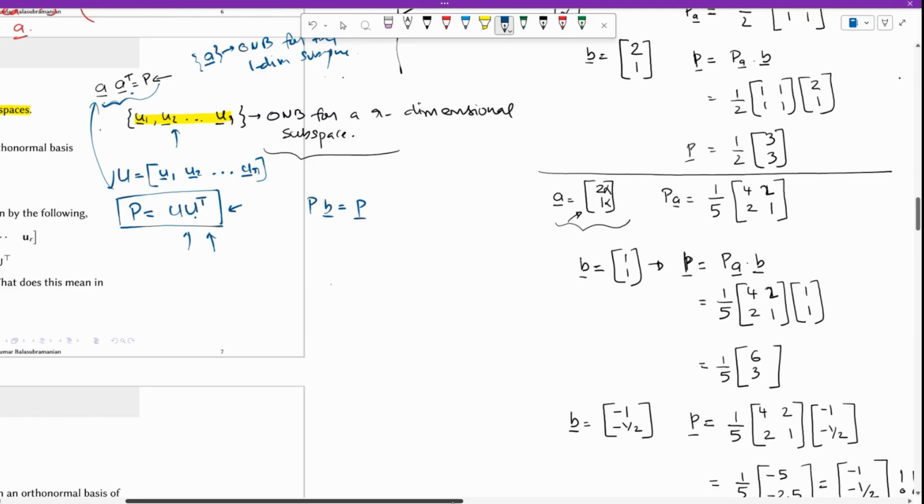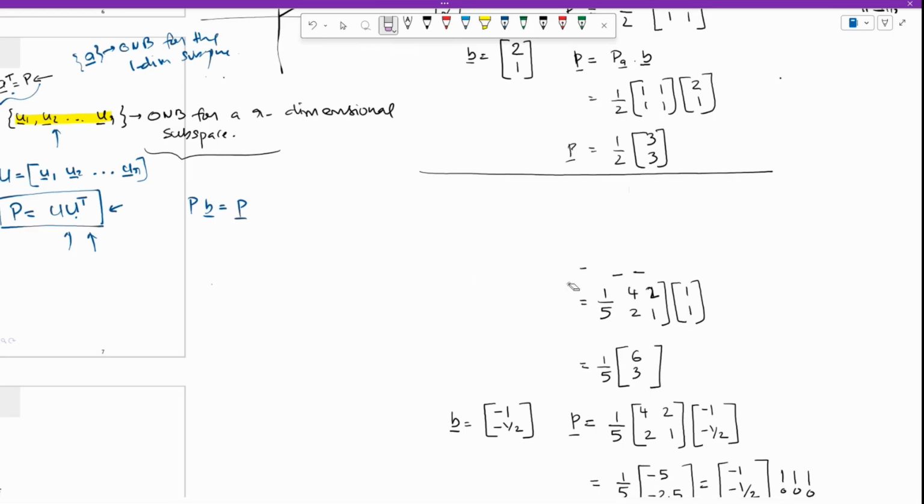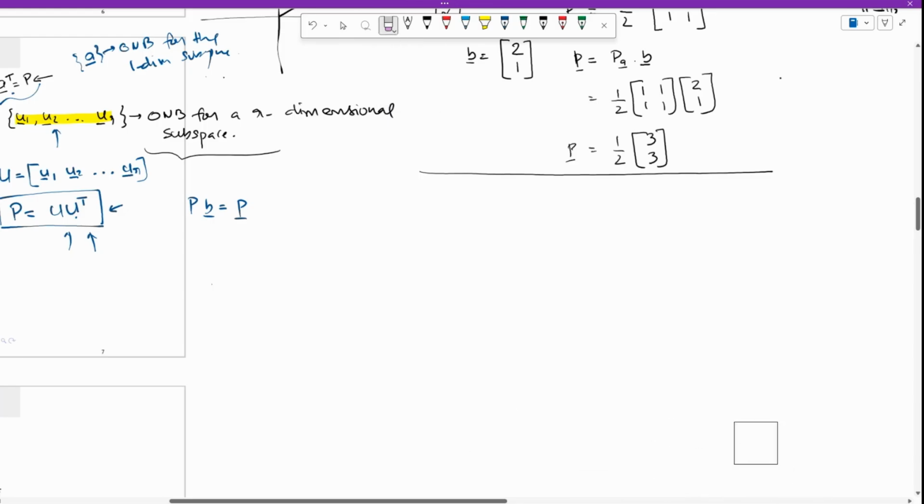Maybe let's do an example, and then we'll look at other things. Let's say we're talking about orthogonal projection onto a two-dimensional subspace in 3D. So let's say we have two vectors.